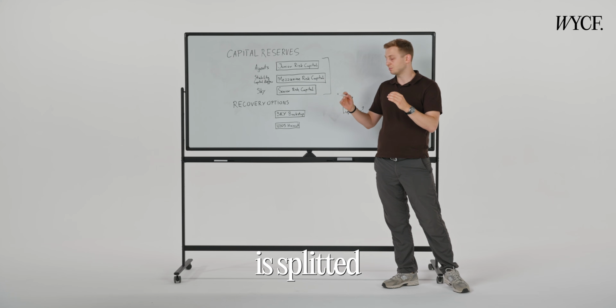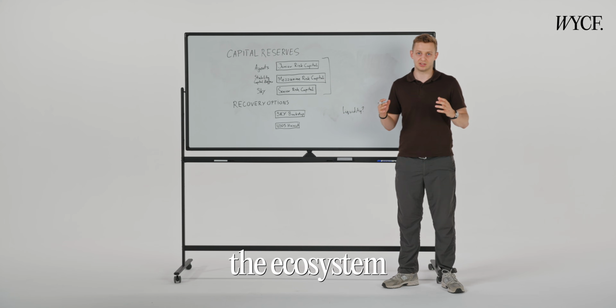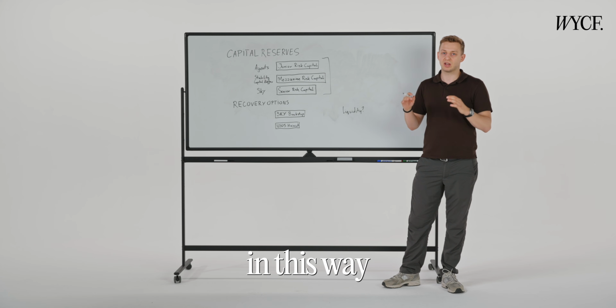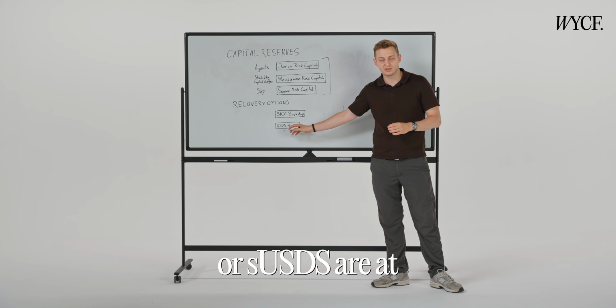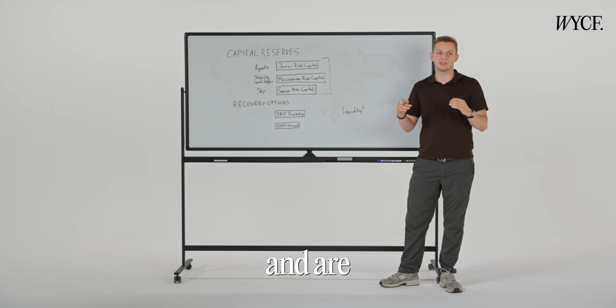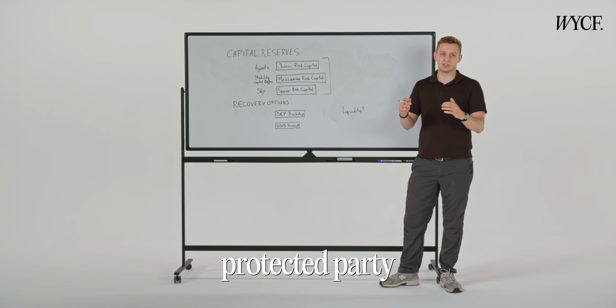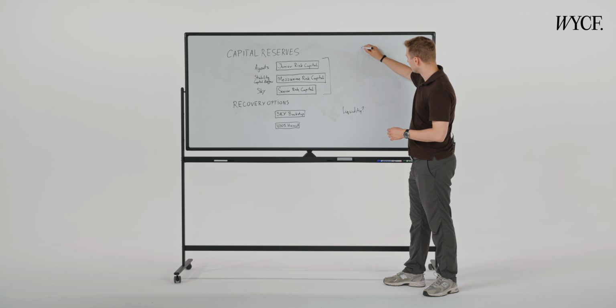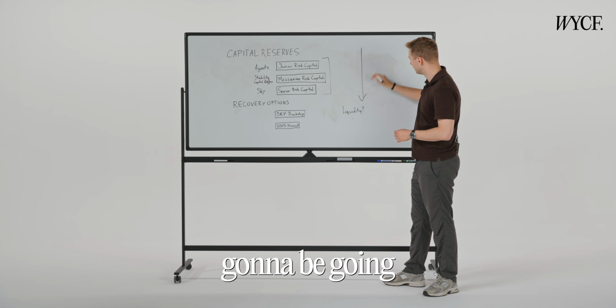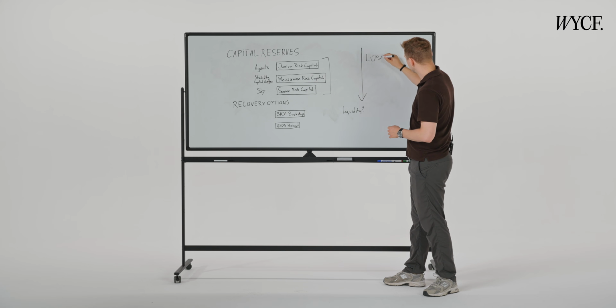Risk is split among different parties in the ecosystem in such a way that the users, the holders of USDS or sUSDS, are at the bottom and are the most protected party in the whole setup. So the loss waterfall is going to be going in this direction.